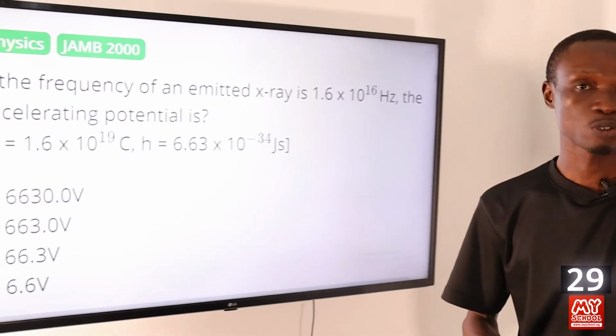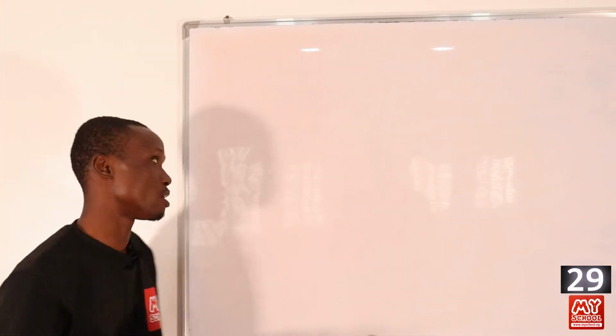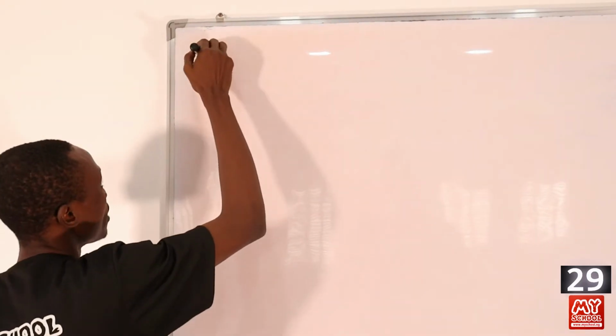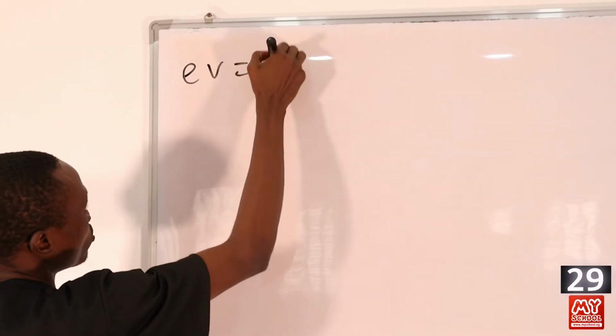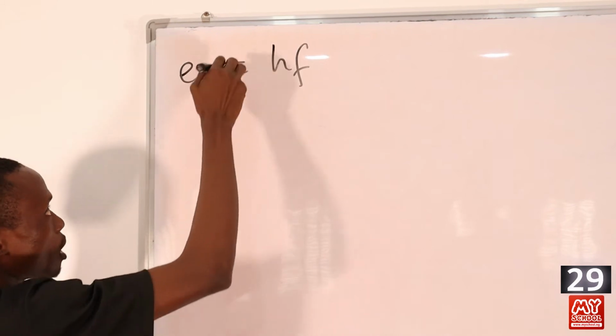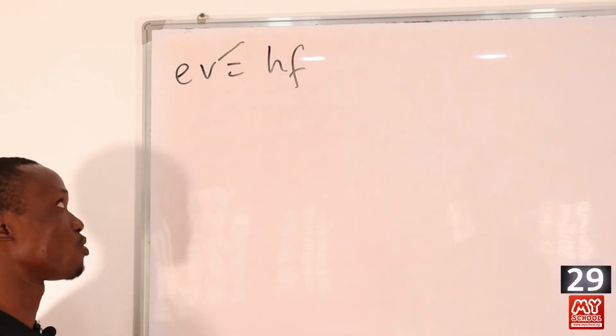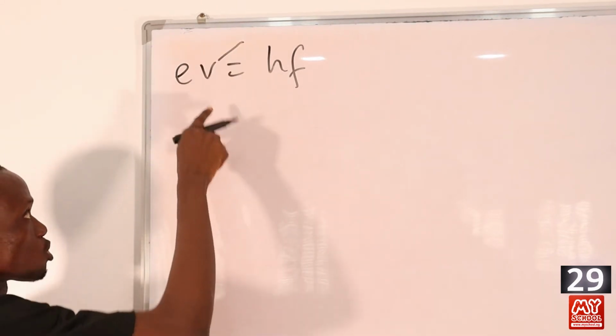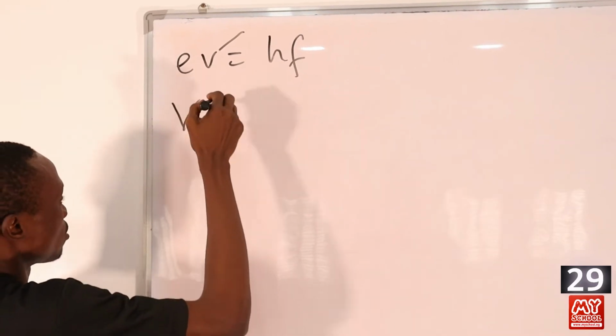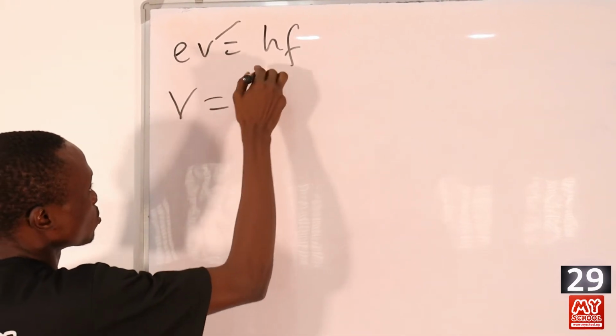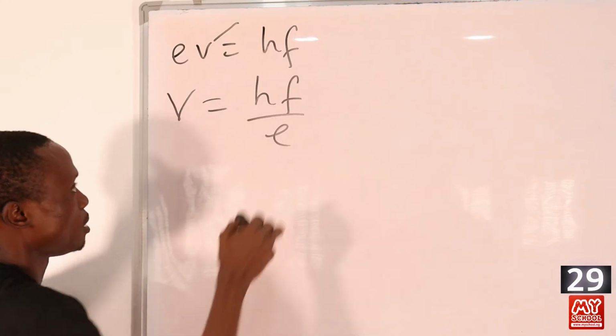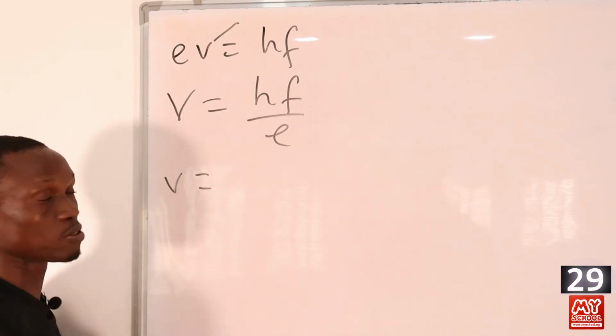So let's move to the board to provide answer to this question. To calculate this question, we are going to simply use the energy of the emitted X-ray. So the energy of the emitted X-ray, eV, is equal to hf, where V stands for the accelerating potential. So we can make V the subject of formula, so that the accelerating potential V is equal to hf divided by e.